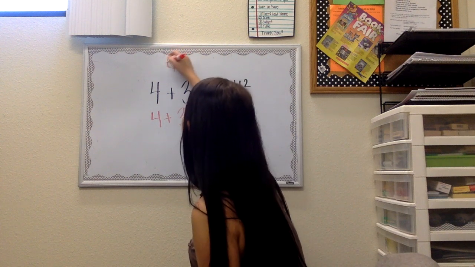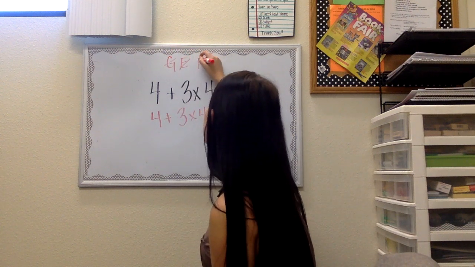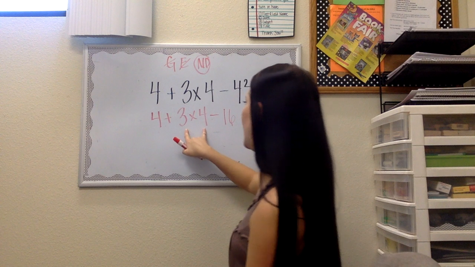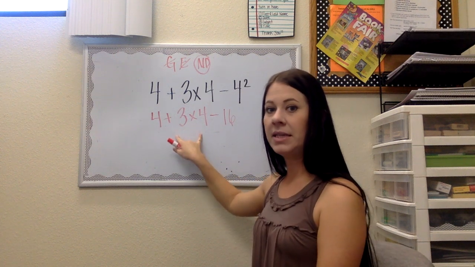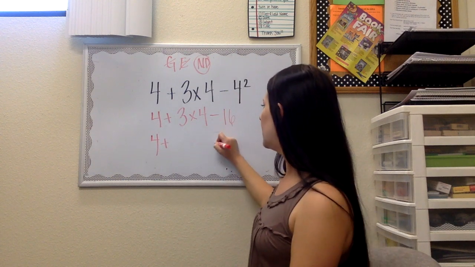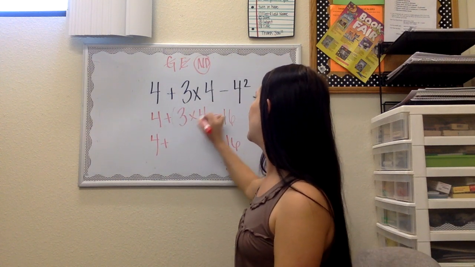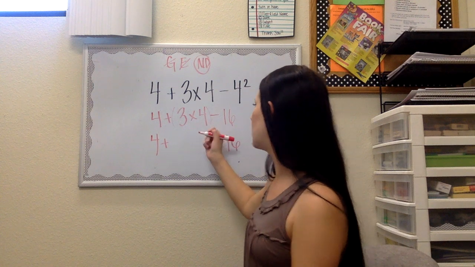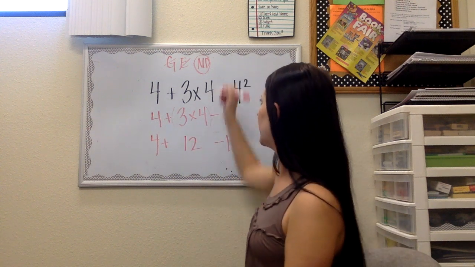Okay, so we've looked for grouping. We got our exponents. Now we're looking for multiplication and division, and I have it right here. So I need to do that first. So leave the 4 and the positive sign. Leave this negative 16 and get this done. So 3 times 4 is 12. Okay, so I have that done.